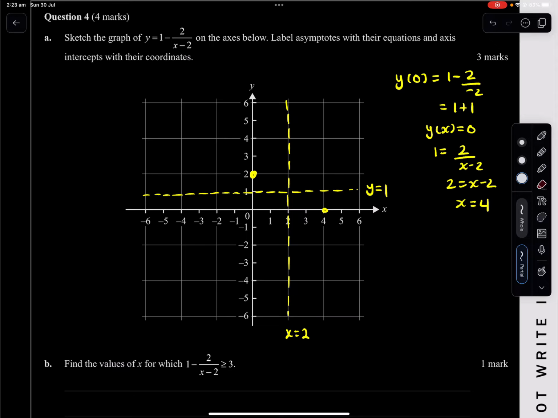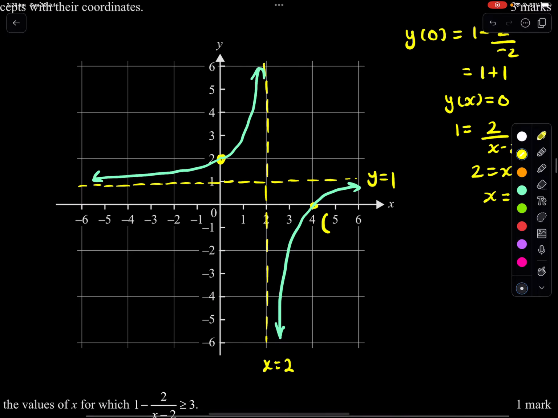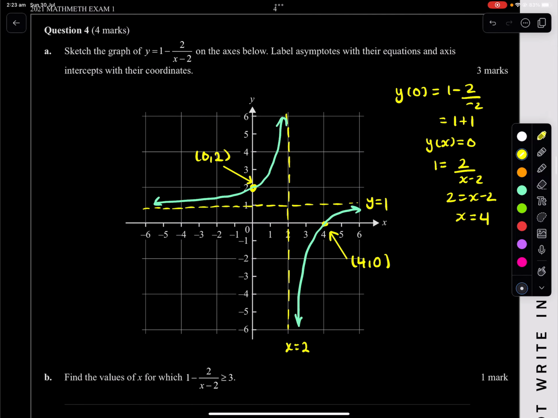Now, let's just sketch a nice graph. So let's use the color blue. So it'll look like this. It'll go down. This one will look like this. And it will go down. Okay, perfect. So this one is 4. Let me write it nicely. So this point over here is 4, 0. This point over here is 0, 2. That's it, yeah.